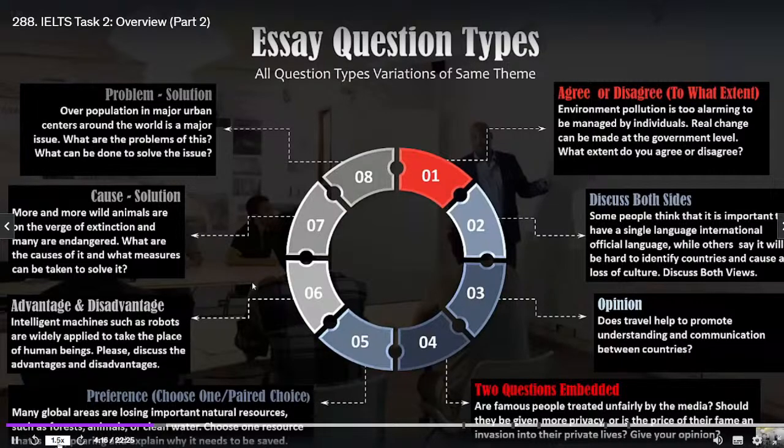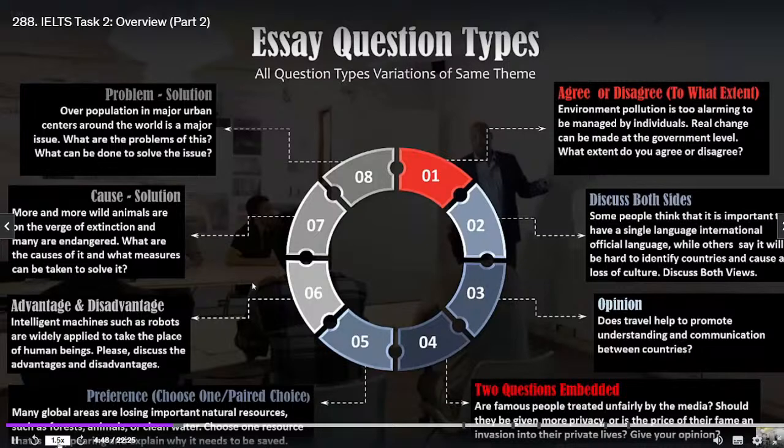Then we have a discuss both sides question, opinion questions, 2 questions embedded. That means that when you have the essay question, they'll have 2 separate questions within it. They may ask you whether something is positive or negative as one question, and then right after that question, they'll have a separate question that is asking something different.